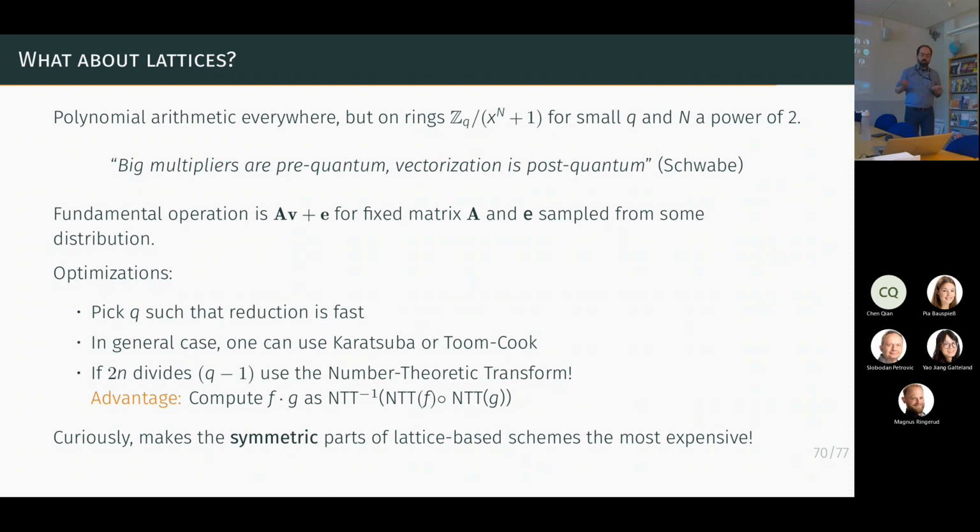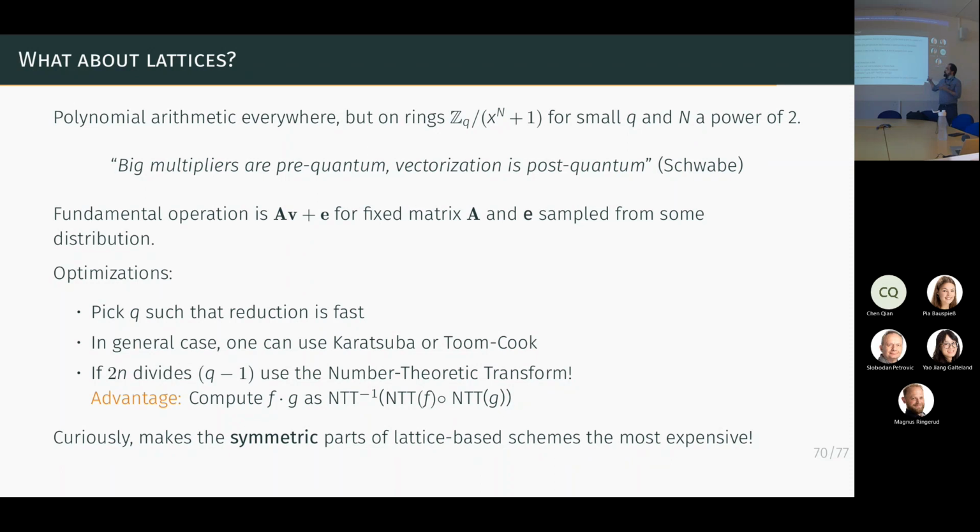The NTT is the discrete, or number theoretic, version of the FFT. As in the FFT, you pay n log n for degree n to convert to the domain, and then you can do multiplications coefficient-wise, so they run in linear time instead of quadratic or subquadratic as we had with Karatsuba and the fields I showed before. And what's funny about post-quantum crypto, or lattice-based crypto in particular, is that this is so fast that what dominates are the symmetric parts.